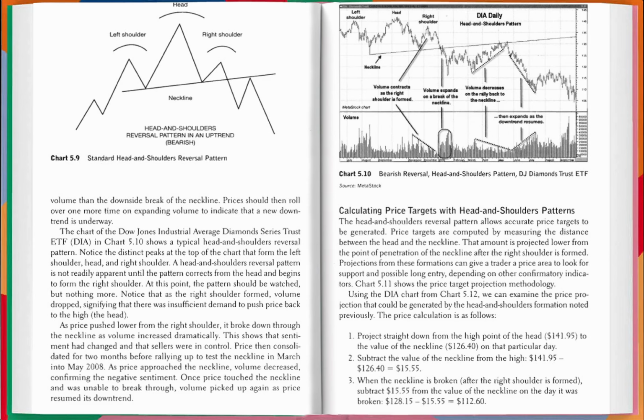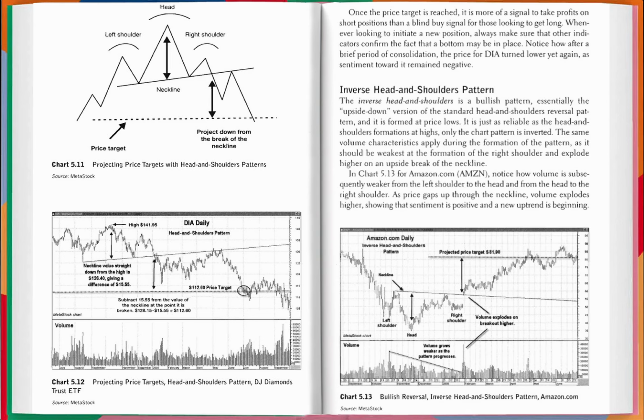$128.15 minus $15.55 equals $112.60. Once the price target is reached, it is more of a signal to take profits on short positions than a blind buy signal for those looking to get long. Whenever looking to initiate a new position, always make sure that other indicators confirm the fact that a bottom may be in place. Notice how after a brief period of consolidation, the price for DIA turned lower yet again, as sentiment toward it remained negative.